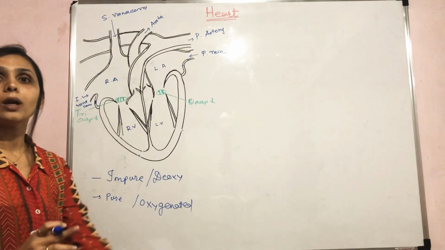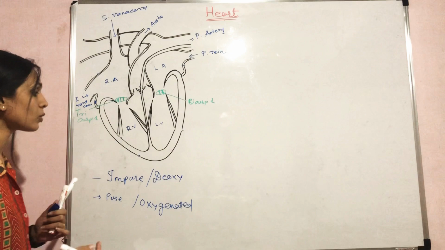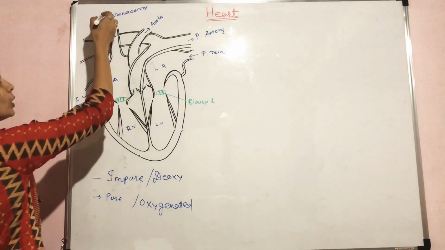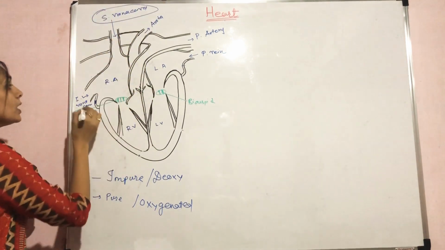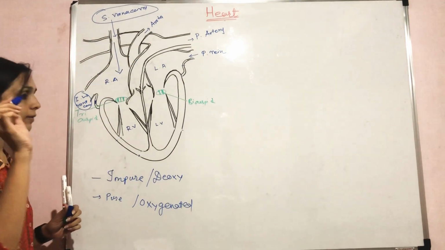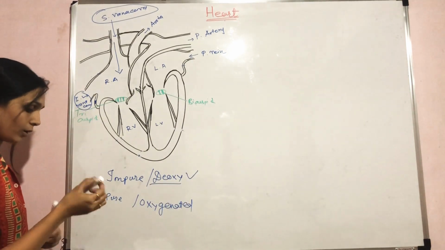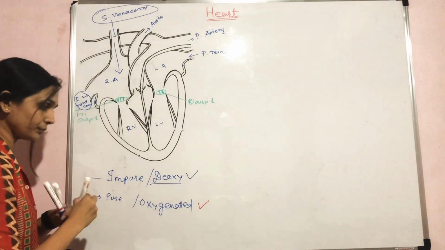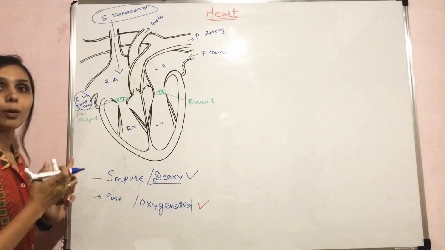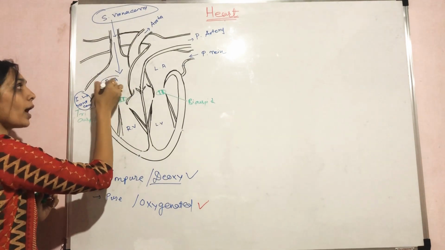In the human heart, the blood circulation is always double circulation. Why is it double circulation? We will continue with that next. We will see the route first. The deoxygenated blood from the whole body comes through the superior vena cava and inferior vena cava into the right atrium. Whatever I am drawing with the blue pen is impure, and whatever I draw with the red one is pure or oxygenated.